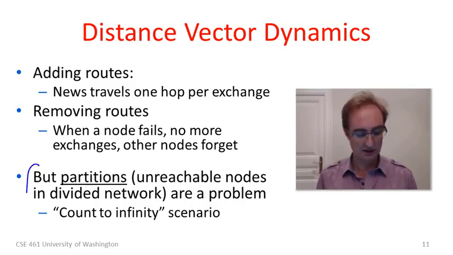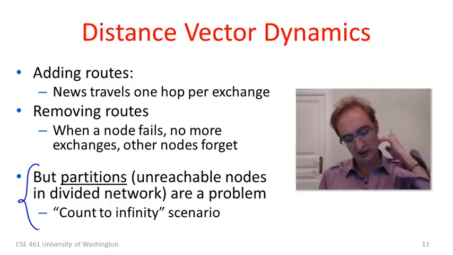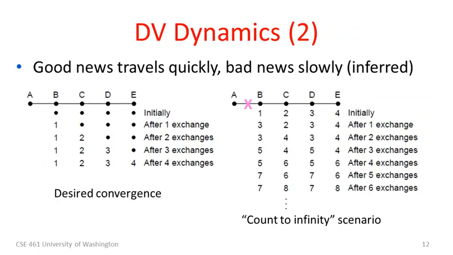However, for distance vector algorithms, there's one case which is very difficult, and that is a partition. That's when there are unreachable nodes in the network because there have been failures that divide the network into more than one piece, into multiple pieces. These are a problem, and they can lead to what's called the count to infinity scenario. Let me show you that scenario.